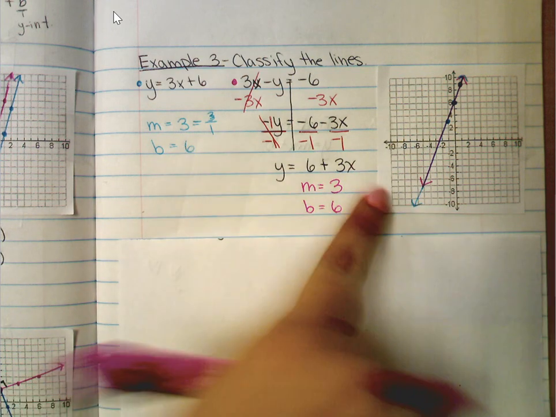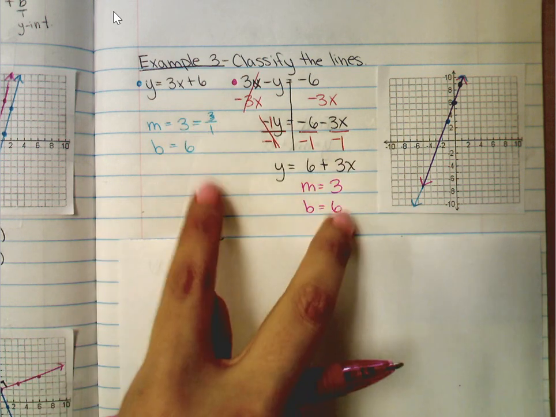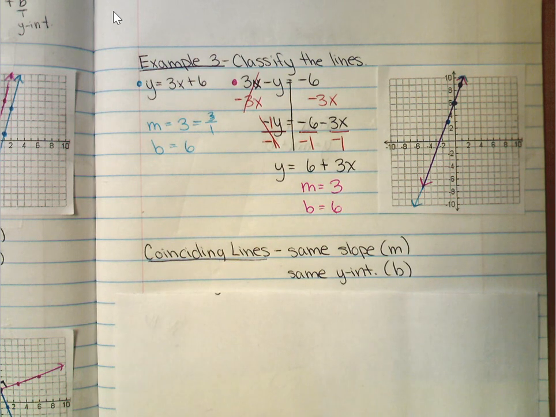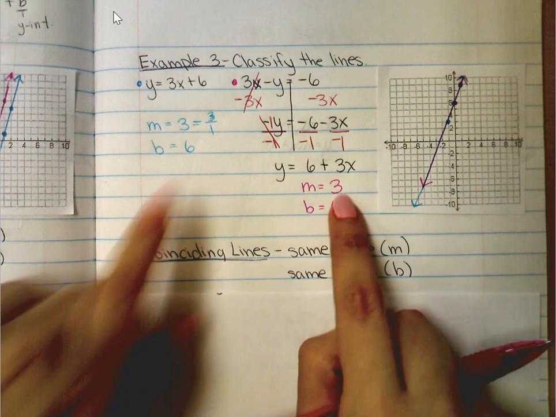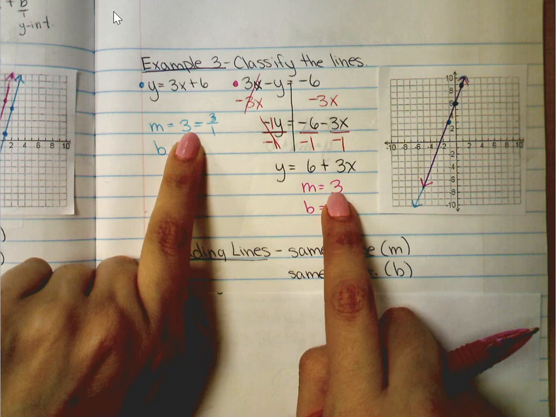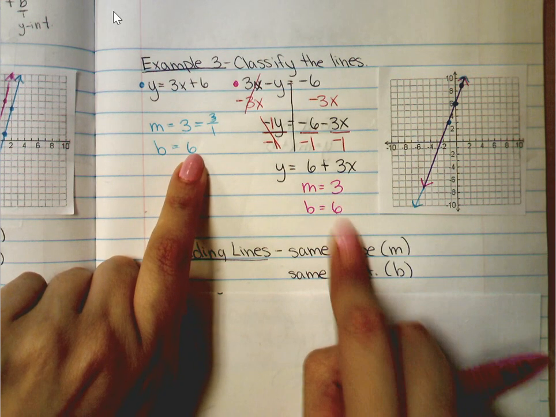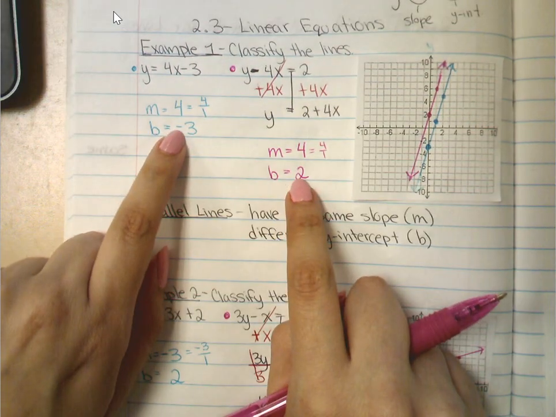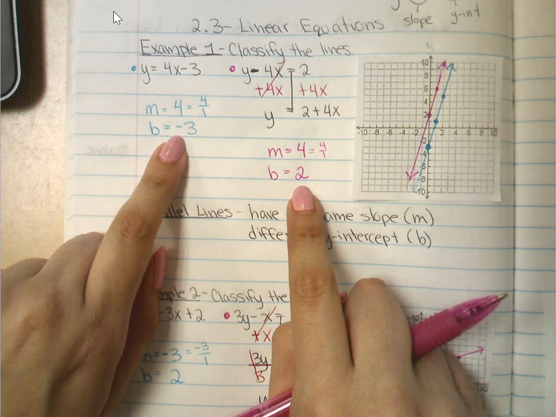So anytime I have the exact same line, same slope, same y-intercept, that is known as coinciding. Be careful, some students do not look at the y-intercept, and so they just look at the slope and they see, oh, same slope, that's parallel. No, remember, you have to look at the y-intercept. If it's the same y-intercept, then that would be coinciding, it's the same line. And if you have different y-intercepts, then that would be parallel.